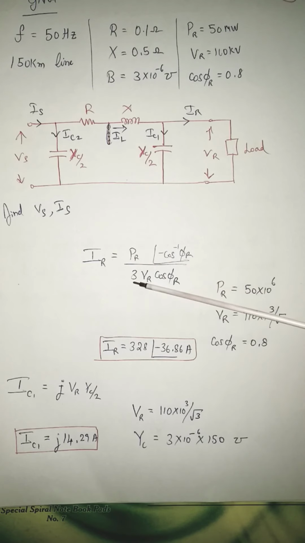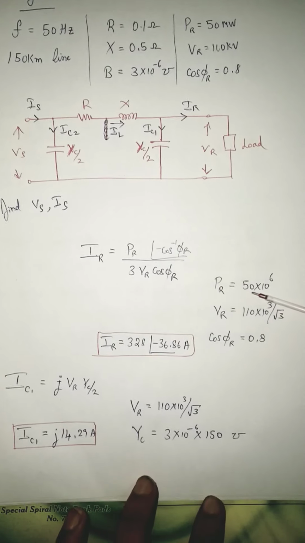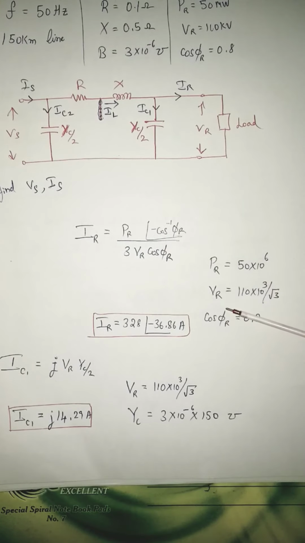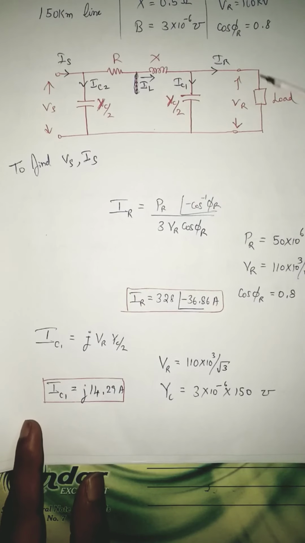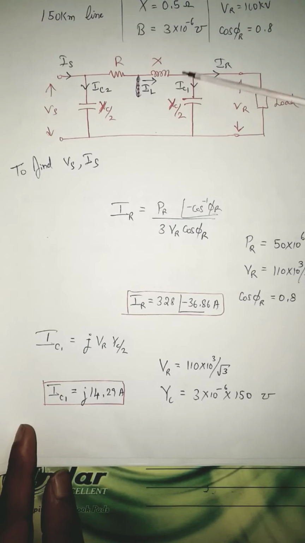So I'll start calculating using the same formula that we used for the earlier problem. IR is PR divided by 3 times VR cos phi r, at an angle minus cos inverse of phi r. PR is given in the problem, 50 into 10 power 6. VR is converted into phase voltage, 110 into 10 cube divided by root 3. Cos phi r is given as 0.8. Substitute them, you'll be getting IR as so and so value. Now after getting VR and IR, next I need IC1 here.